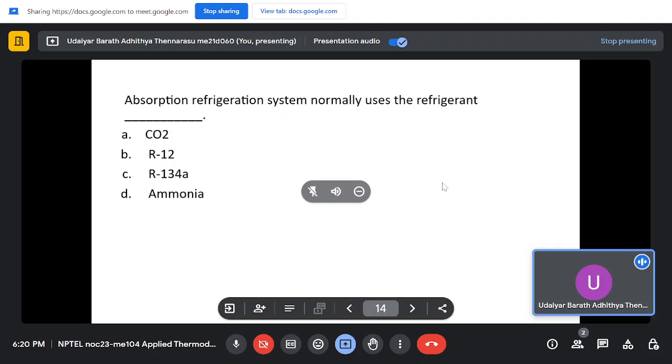The next is, an absorption refrigeration system normally uses the refrigerant dash. In absorption we use ammonia, so the answer is ammonia. An absorption refrigeration system normally uses the refrigerant ammonia. We have also seen an example where, if you use ammonia, the absorbent is water.